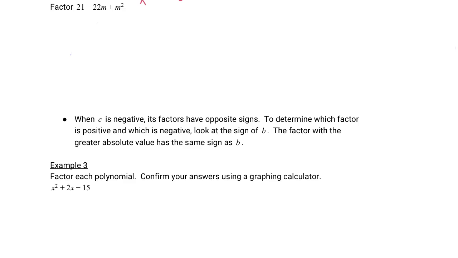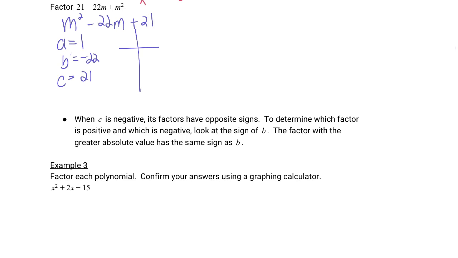All right, so I told you, not in standard form. Well, let's make that happen. I'm gonna move it around to m squared minus 22m plus 21. Remember, each term packs with it the sign directly in front of it. All right, let's write our list of A, B, and C. A is 1, B is negative 22, C is 21. Make it a table. A times C is 21, B is negative 22.